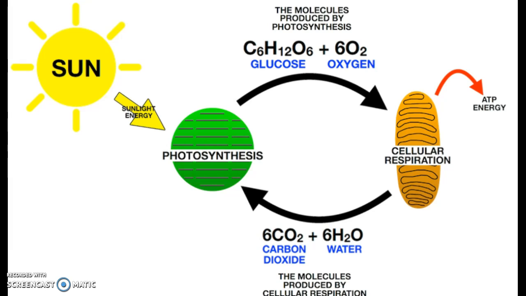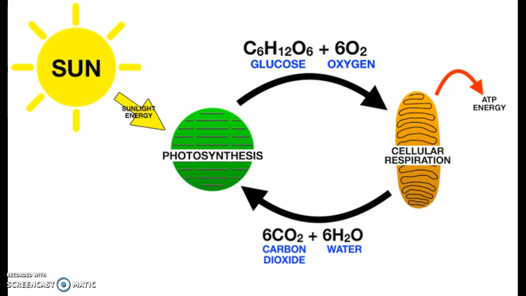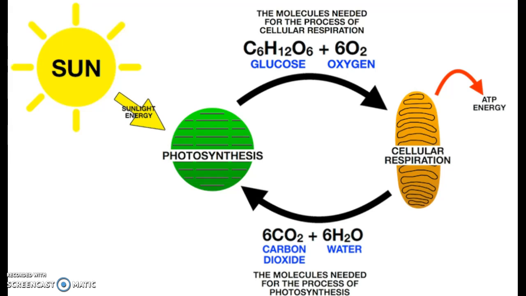The molecules produced by photosynthesis and the molecules produced by cellular respiration. The product of photosynthesis is, as we talked about, glucose and oxygen, and the product of cellular respiration is carbon dioxide and water. These are the molecules needed for the process of cellular respiration, and the molecules that are needed for the process of photosynthesis.